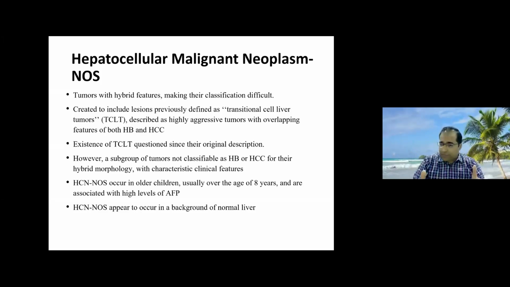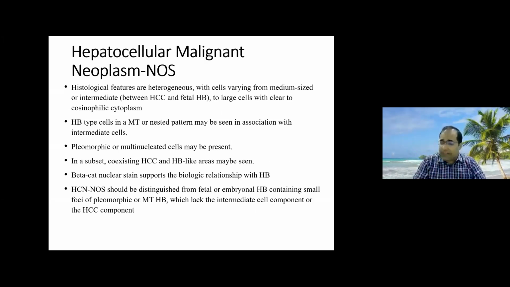They show a lot of pathological patterns. They can show fetal, embryonal, pleomorphic, SCC type changes, or they can show intermediate cells, which are in between hepatoblastoma cells and the SCC cells. So they can show macrotrabecular pattern, pleomorphic, multinucleated, all kinds of patterns apart from intermediate cells. In these cases, they are usually above 8 years of age, this is important, and they have high AFP. AFP can be in thousands or in lakhs. That is important for these tumors.